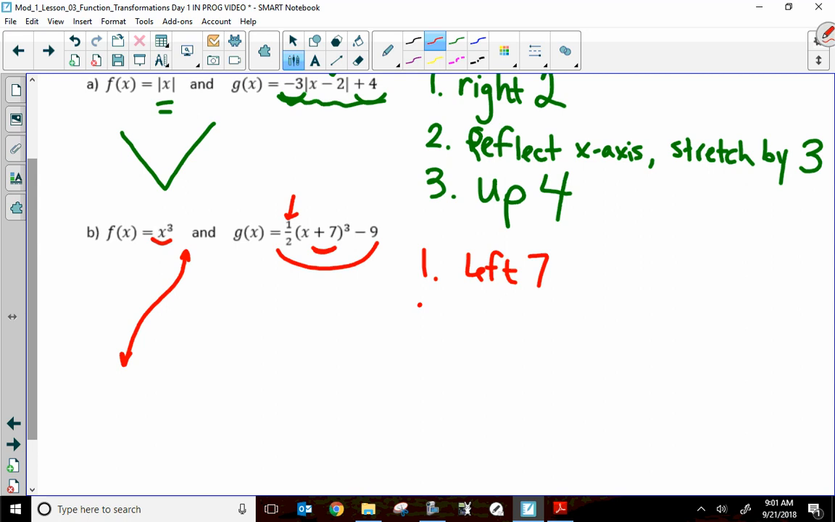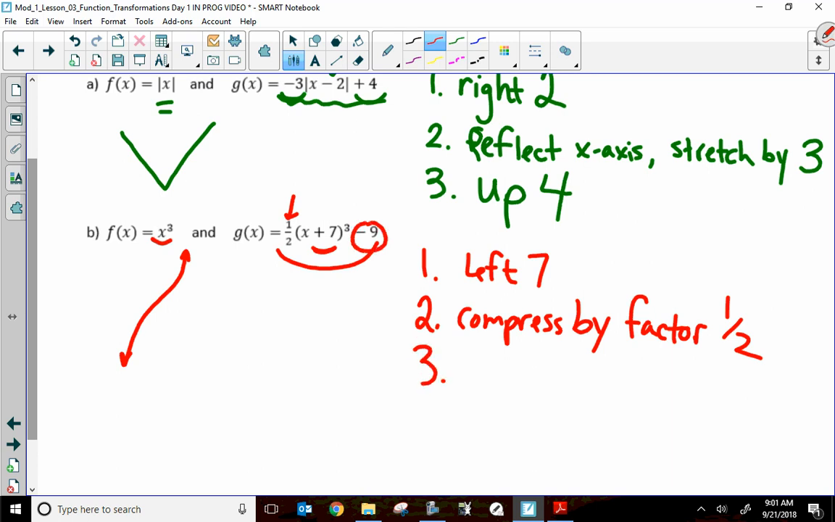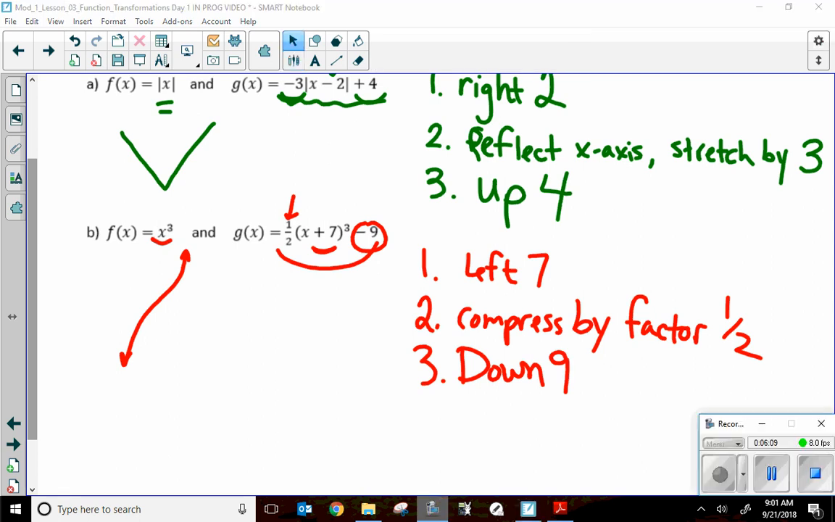Next is this. It's a stretch. In this case, it's a compress. We're going to compress by a factor of 1/2. And last but not least, the ups and downs. This right here tells me I move down 9 units. Pretty simple. It's nice when we don't have to graph them, we just look at them. But even if you have to graph them, this is the process that goes through your mind first, then you do it.